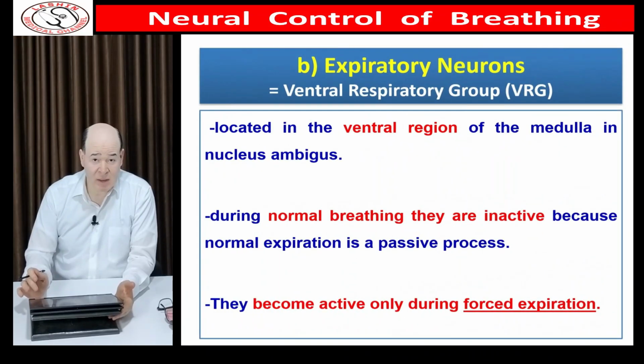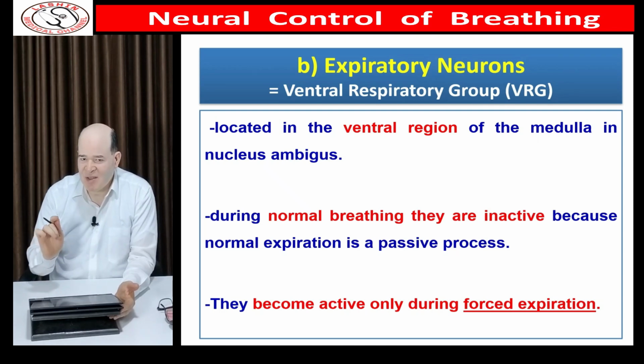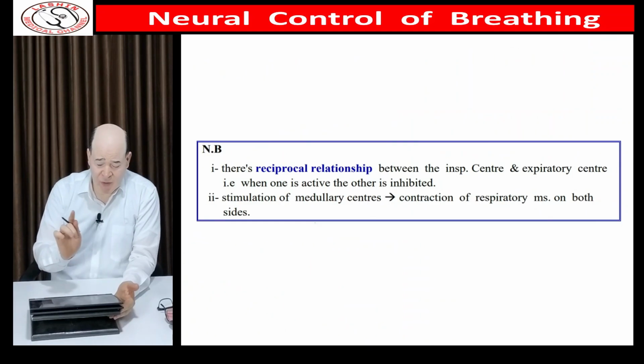The expiratory neurons, which are called the ventral respiratory group, have no role during normal quiet breathing because, as we know, normal expiration is a passive process. However, they are so important during forced respiration while you are doing exercise only, not under normal condition. Both centers are reciprocally related.